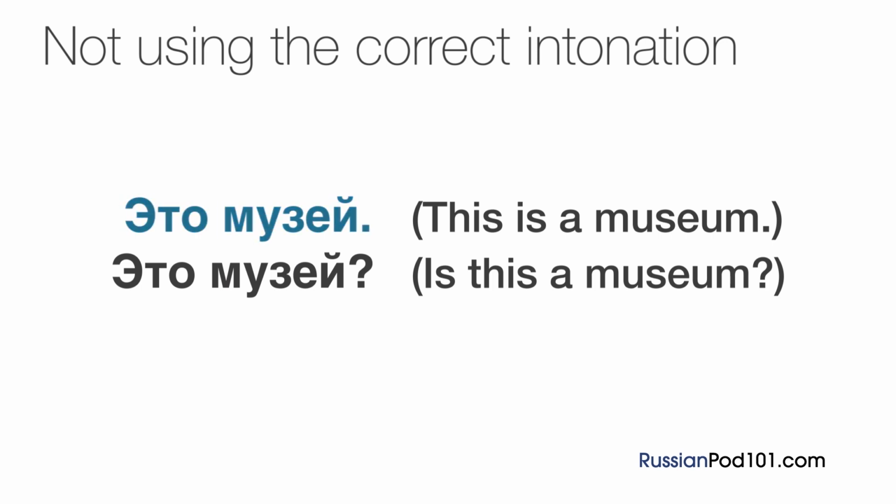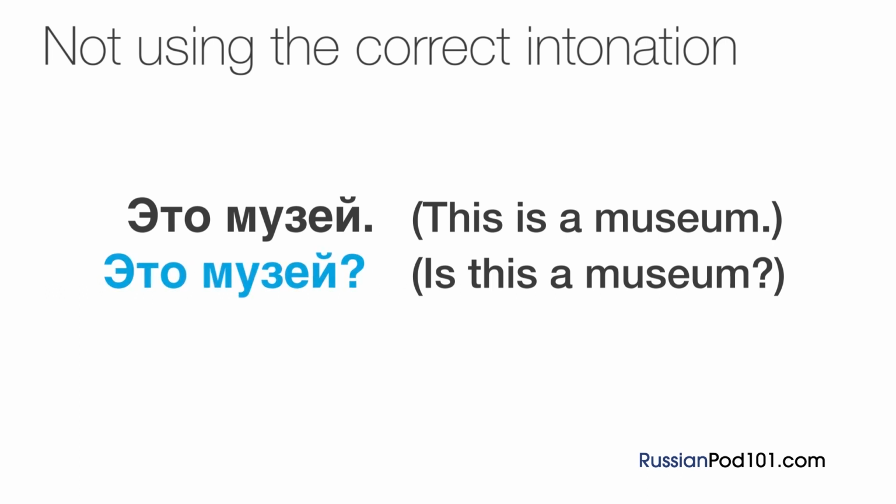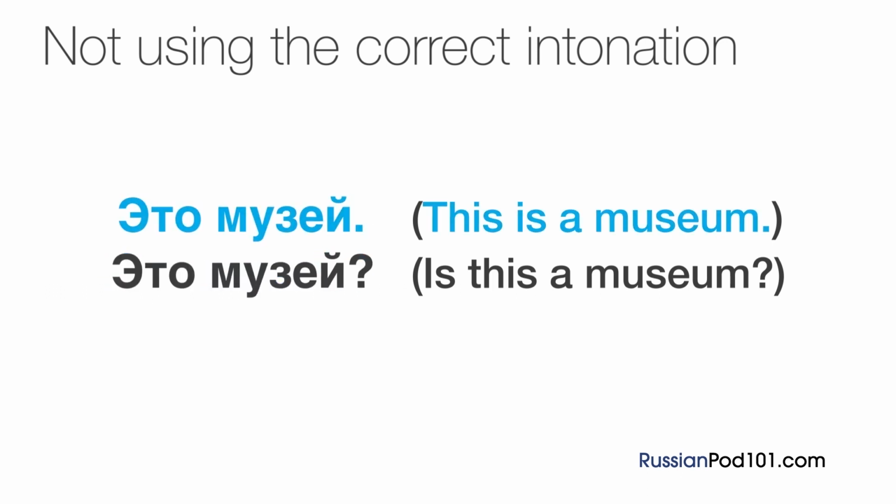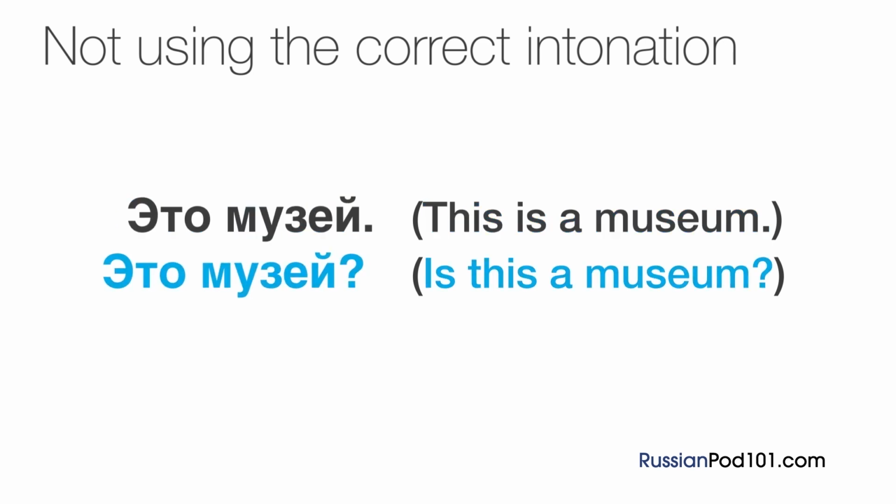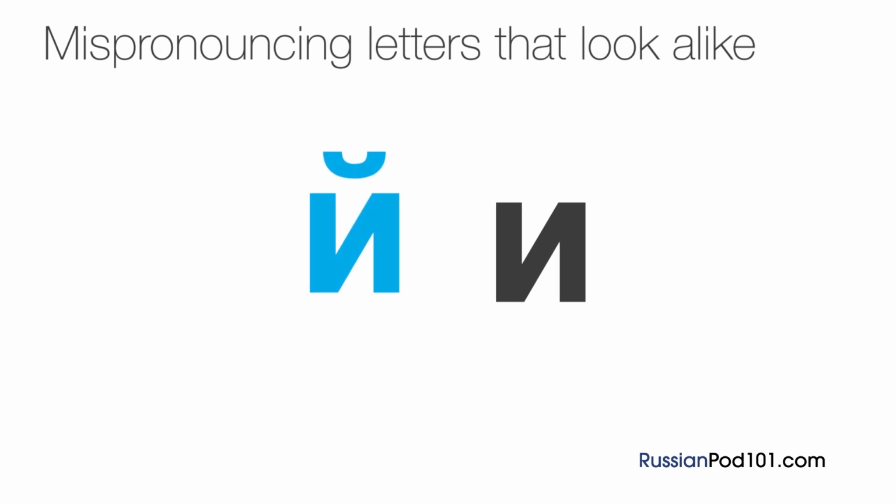Это музей. Это музей? The first example is a statement, meaning, this is a museum. The second is a question, meaning, is this a museum? As you can see, changing the intonation alone can change the meaning of a sentence entirely. Improper use of intonation can lead to very problematic communication. Try to pay attention to the way native Russians pronounce sentences and try to imitate them. Don't beat yourself up if you don't get it straight away, though, because intonation usually comes naturally the more you study a language.